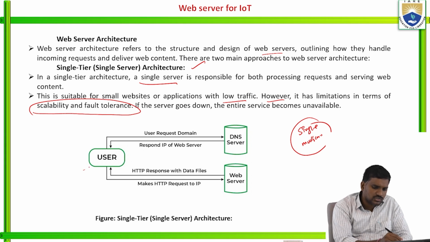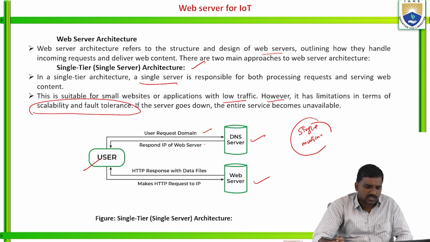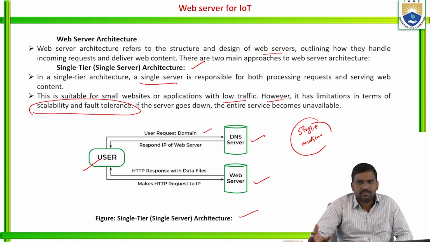Here we have the user, DNS server and web server. The user makes an HTTP request to the IP address of the domain, and the DNS responds with the IP of the web server. So this is the architecture of single tier, or single server architecture. It is responsible for both processing requests and serving web content, both incoming and outgoing data. So this is single tier server architecture.